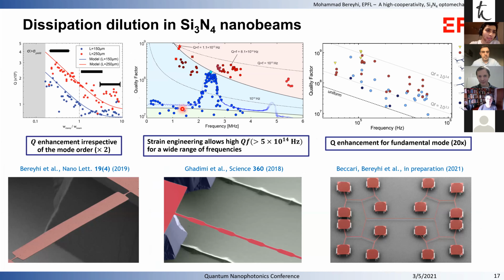Just flashing the results of what opportunities we have working with high-stress silicon nitride for low dissipation mechanics. Depending on the application, we can choose clamp tapering, strain engineering, or fractal-like or hierarchical structures, depending on the frequency of the mode or how much enhancement we want or how much device footprint, for example, we can afford. Therefore, we have a lot to choose from.